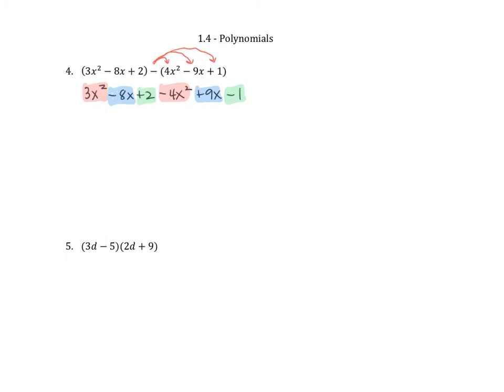So 3x squared minus 4x squared is negative 1x squared. Negative x plus 9x is positive 1x. Notice I'm not writing the coefficient of 1. And then plus 2 and a negative 1 would be plus 1. So there is my polynomial once I've subtracted them. Okay, so combining like terms.